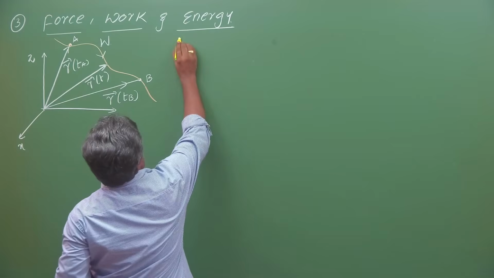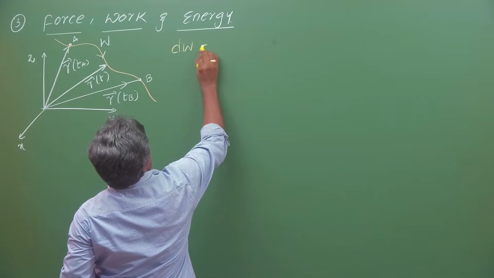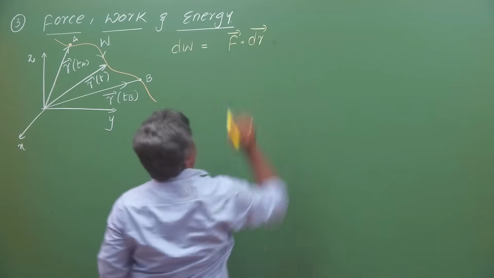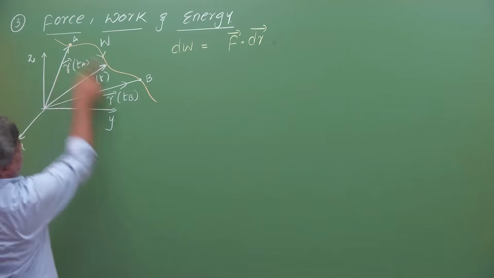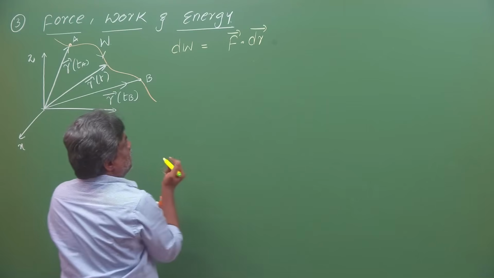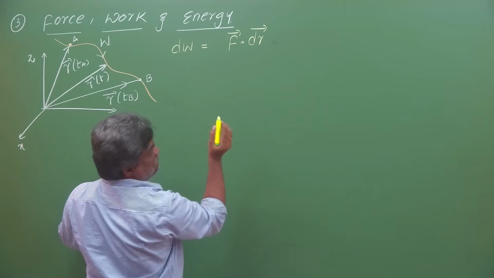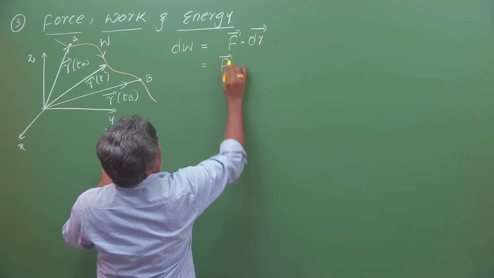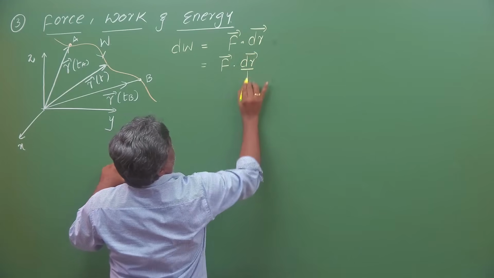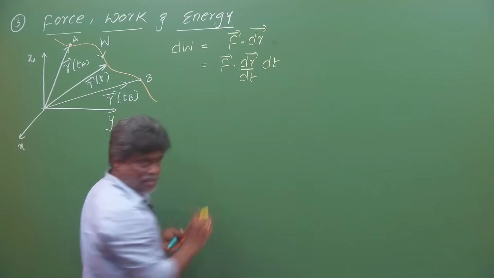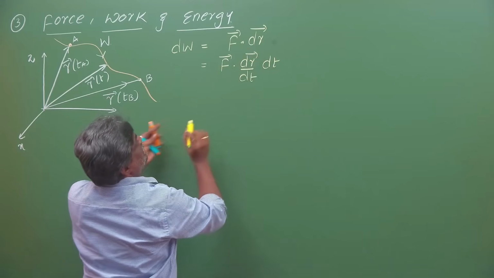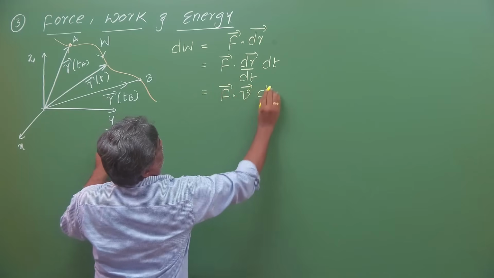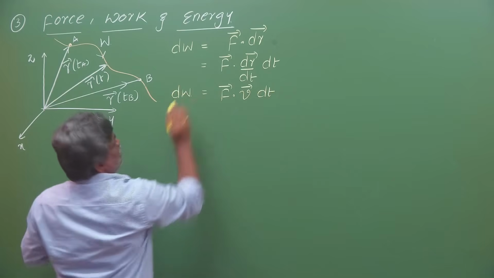Now I hope everybody knows the definition: dW equals F bar dot dr bar, because this is the dr. Listen carefully please, don't neglect the basics. So this is F bar. Now I am writing dr by dt into dt. Could you please tell me what is dr by dt? F bar dot v bar into dt. Now this is the work done.